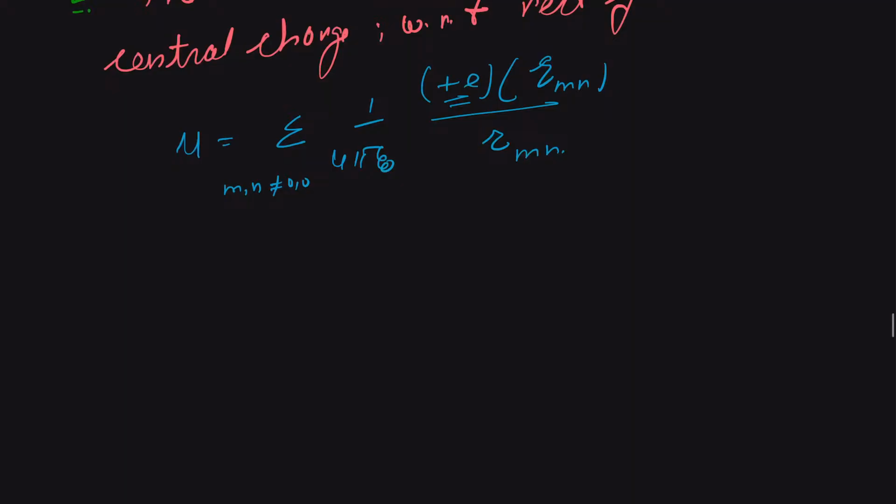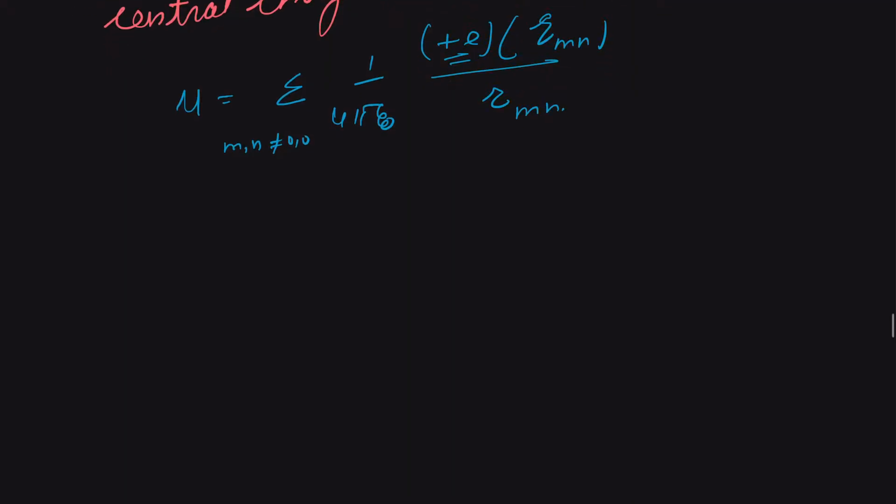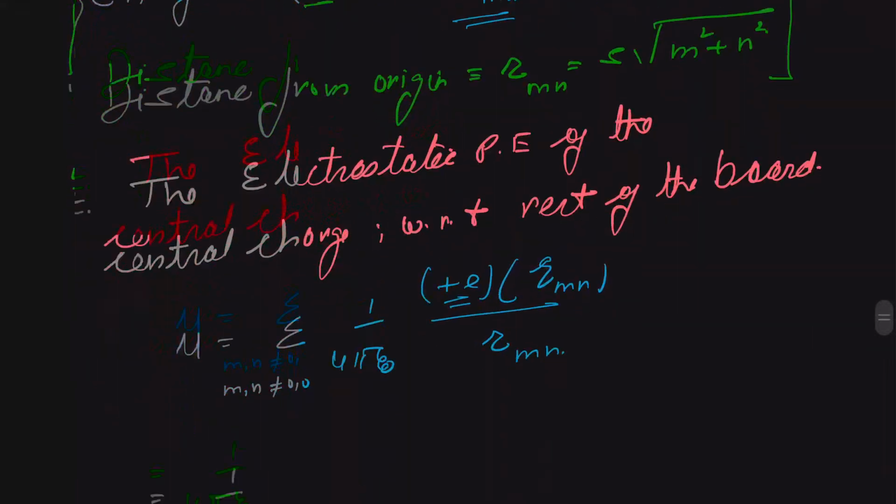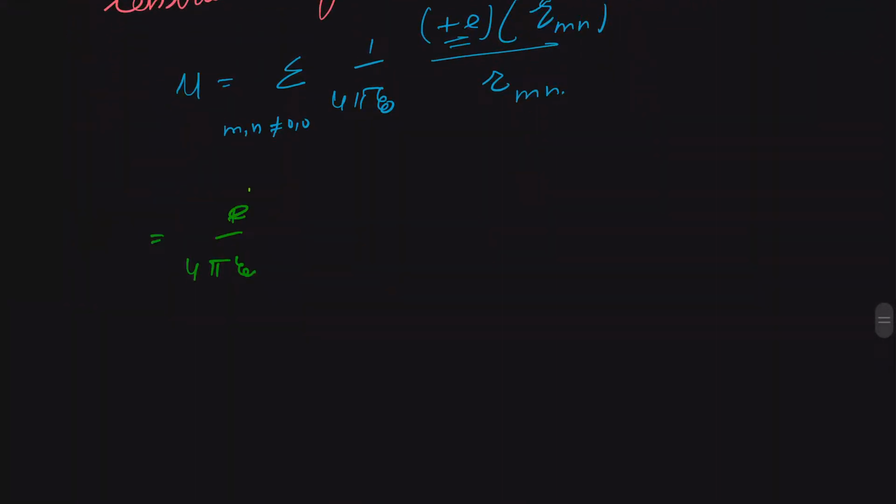So now we substitute the values of Q_mn and R_mn. So we get 1 upon 4 pi epsilon naught, and Q_mn is e times e, so we can take it out squared, so this will be e squared, and summation of (-1) raised to the power (m plus n) over s times the square root of m squared plus n squared, and this condition will be true here also: m, n cannot be equal to 0, 0. Okay, so we have to remember this condition with respect to our summation.